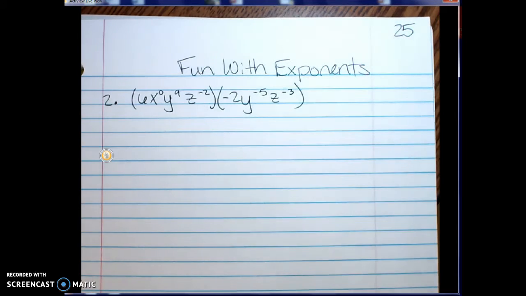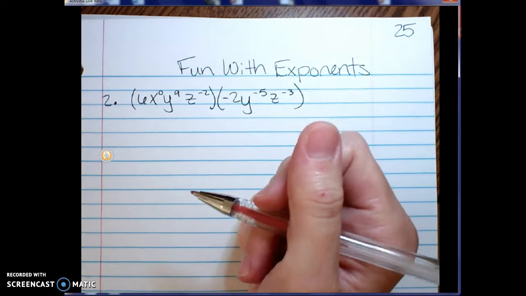So again, do be careful as you are copying this into your spiral. Make sure that you are getting those negative signs and writing the correct numbers. I know they're kind of small. So I'm going to start off doing a couple things.